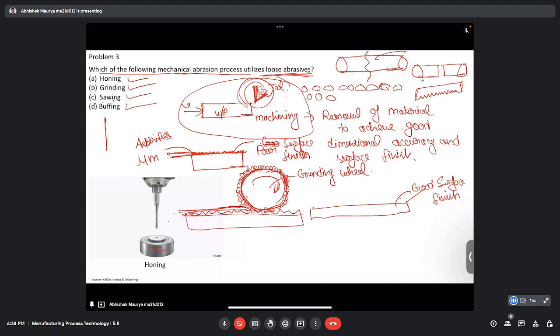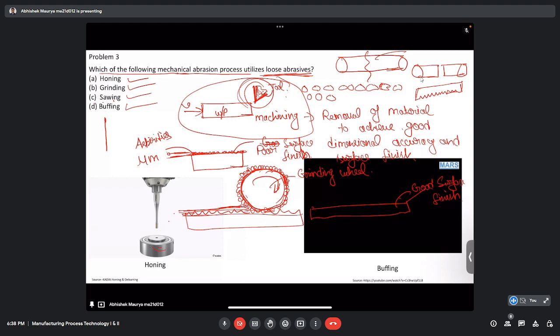There are many types of saw, hacksaw, band saw. So based on the requirement and the size of the workpiece, we use different sizes of saw to cut the workpiece. So sawing is not a finishing process, it is the cutting process. And now coming to the buffing.